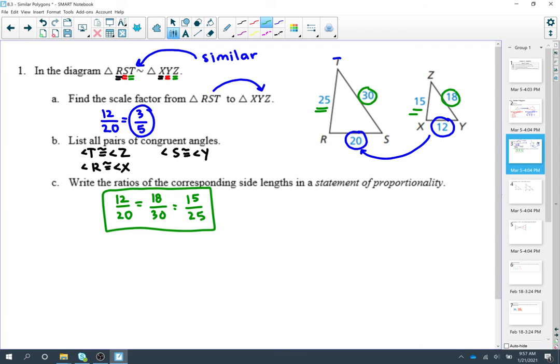But I really like to take that one step further and simplify so that I know that it actually checks out. So if you simplify 12 over 20, you get 3/5. If you simplify 18 over 30, let's see, we could divide by 6. You get 3/5. And if you simplify 15 over 25 by 5, you're going to get 3/5. So the statement of proportionality is just the unsimplified side lengths. But then if you take it one step further, you actually get your scale factor.